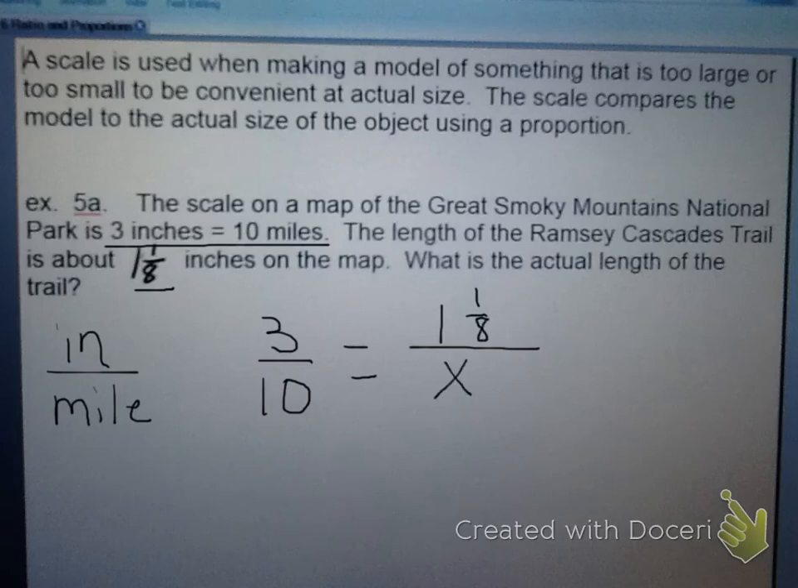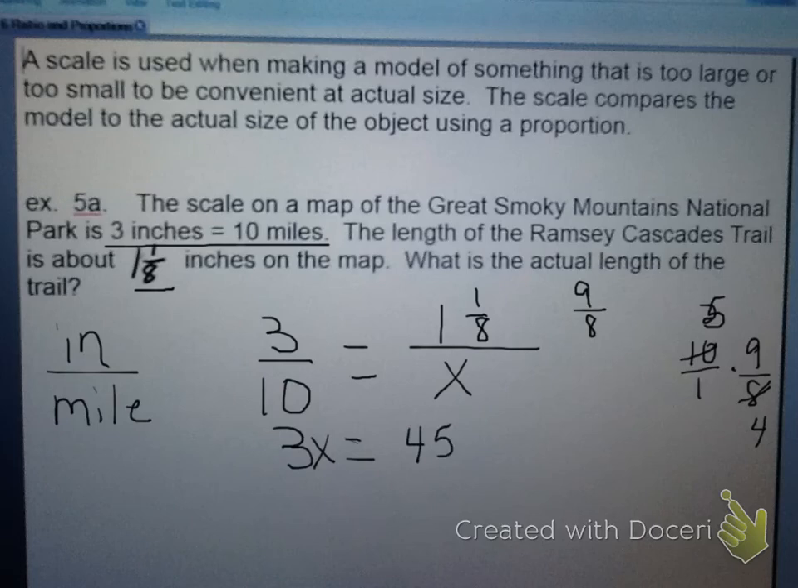Now I have to multiply 3 times x is 3x. Now I have to multiply 10 times 1 1/8. When you multiply fractions, you have to turn it into an improper fraction. That's 9/8. So if you want to go to the side and multiply 10 over 1 times 9 over 8, I am going to cross reduce. 2 goes in 8 4 times. 2 goes into 10 5 times. 5 times 9 is 45 over 4.